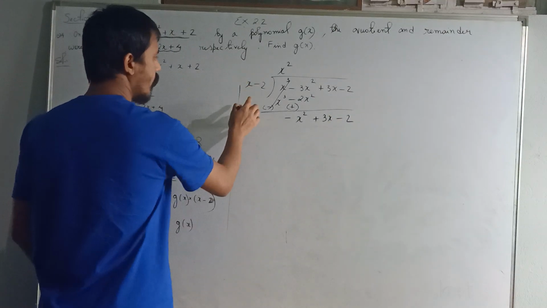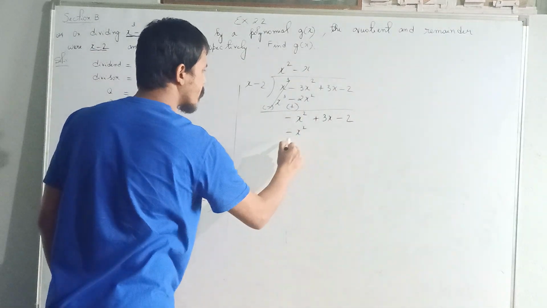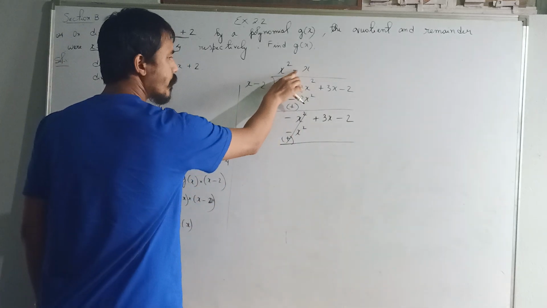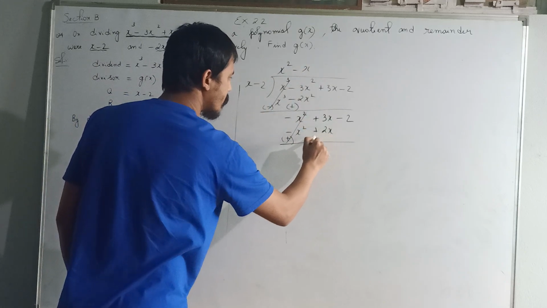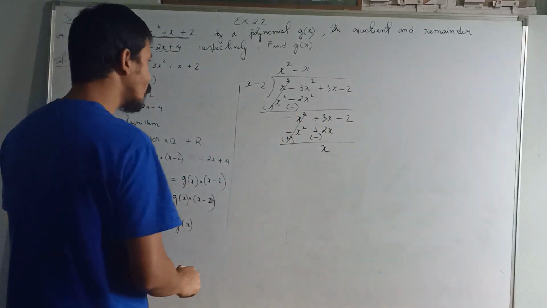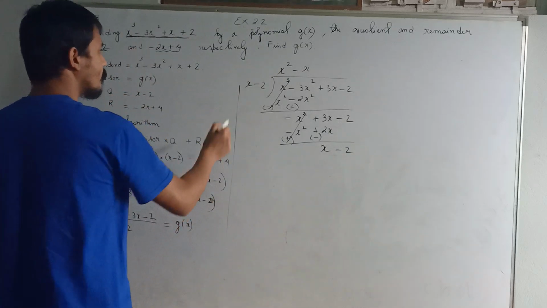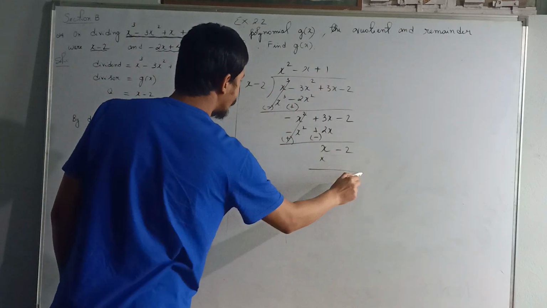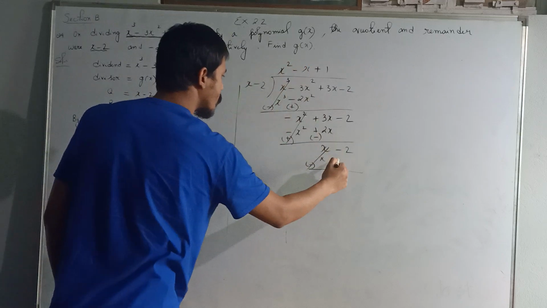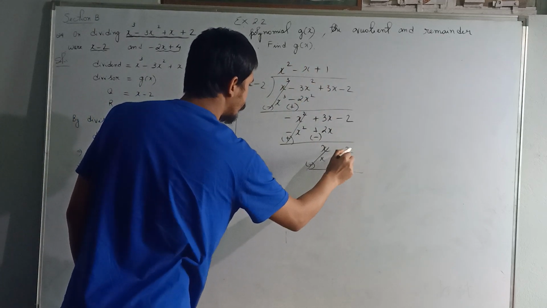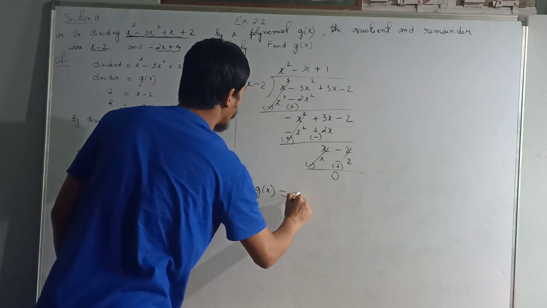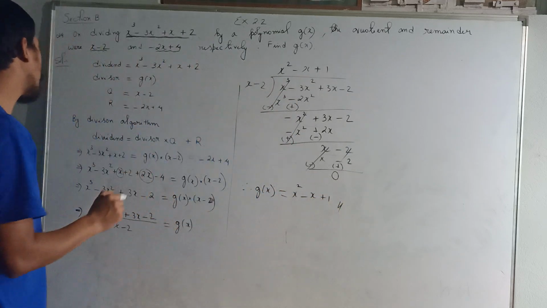Now again, x into minus x squared. We change the sign, then we can cancel out. Minus into minus is plus, 2 times x is 2x. Make it negative. 3 minus 2 is 1x, or simply x, and then we have minus 2. Now, x times 1 is x, and then minus 2 plus 1 minus, plus, minus, gives 0. Is it okay? So the g(x) obtained is x squared minus x plus 1, which is the required solution.